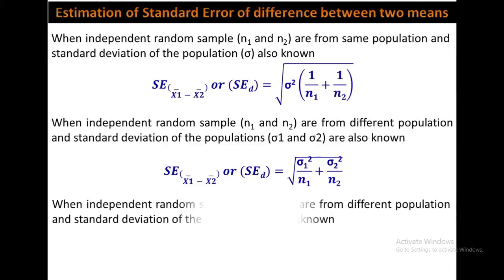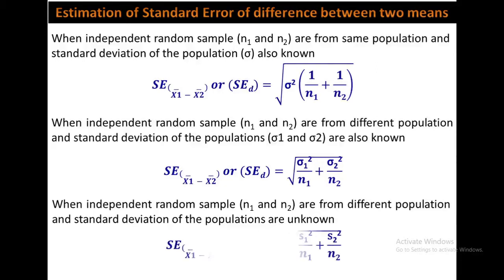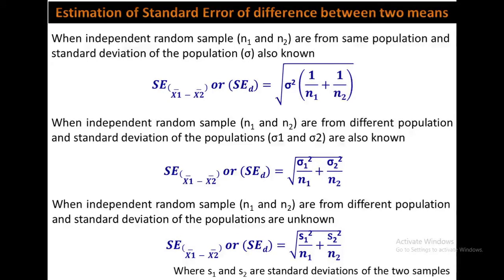When independent random samples n1 and n2 are from different populations and the standard deviations of the populations are unknown, the standard error of the difference between two means can be calculated by using the following formula. SED will be equal to the square root of variance of sample 1 divided by sample size 1 plus variance of sample 2 divided by sample size 2.